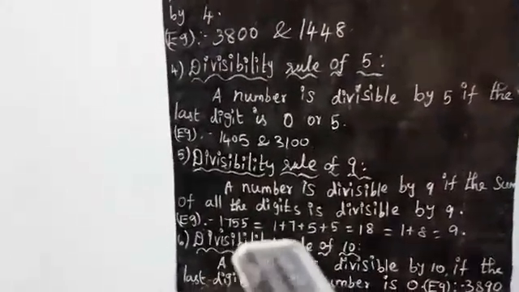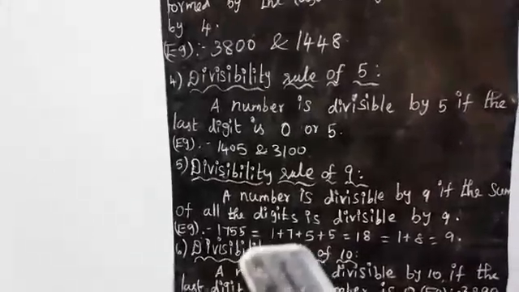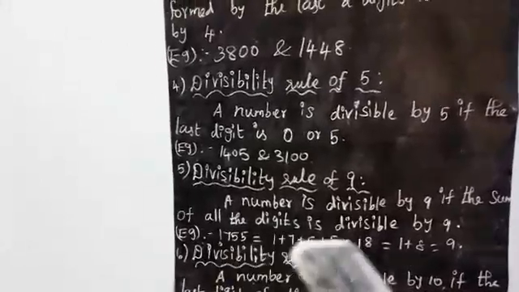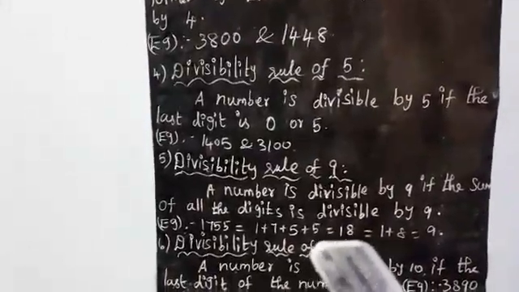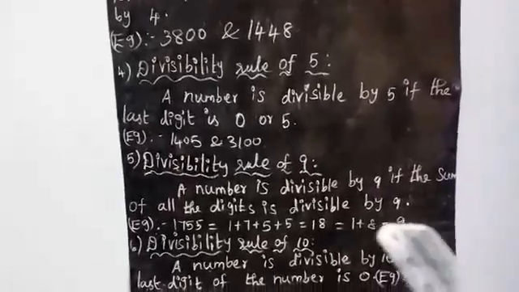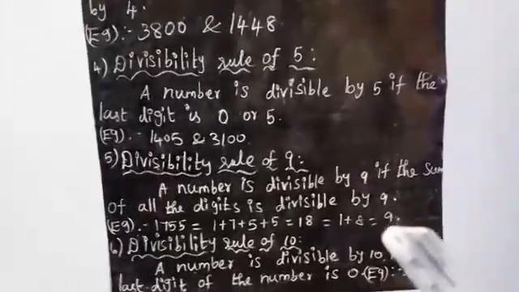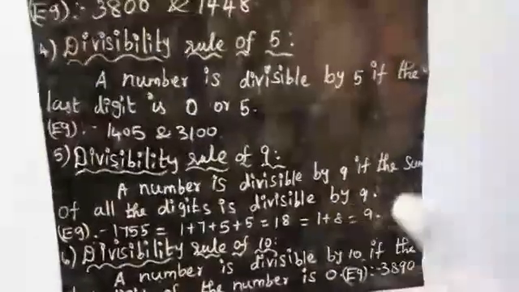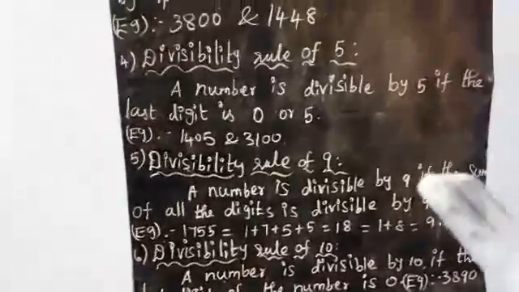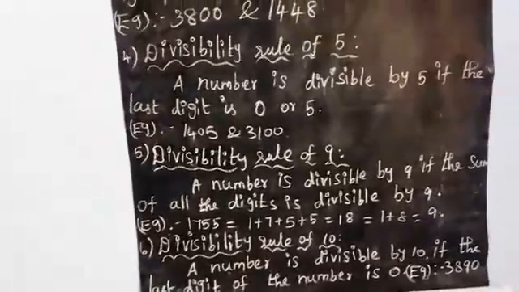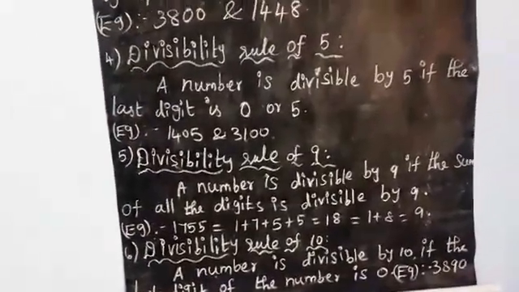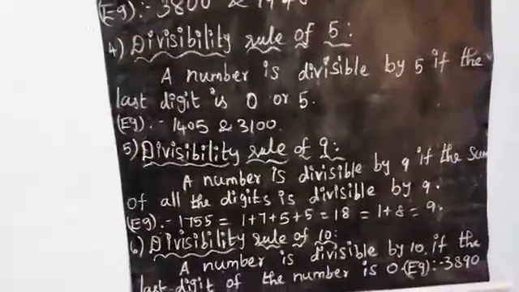We can add 1 plus 7, yes, 8. Then 5 plus 5, 10. So 10 plus 8 is 18, isn't it? Then add again: 1 plus 8 is equal to 9. So the sum of digits is 9, so that is divisible by 9. Now this rule is similar to the rule of 3, isn't it? But not all numbers divisible by 3 are divisible by 9.